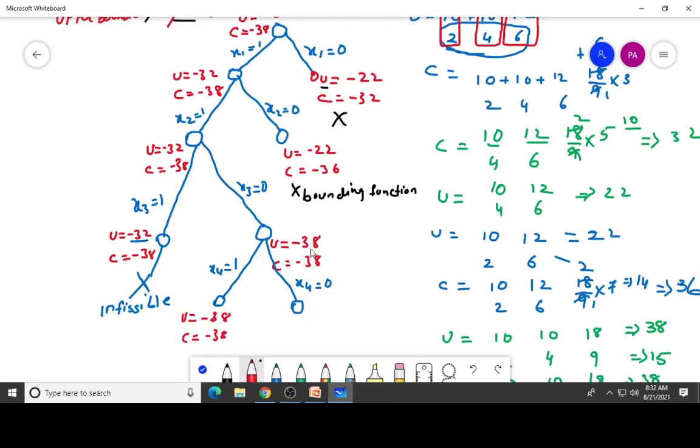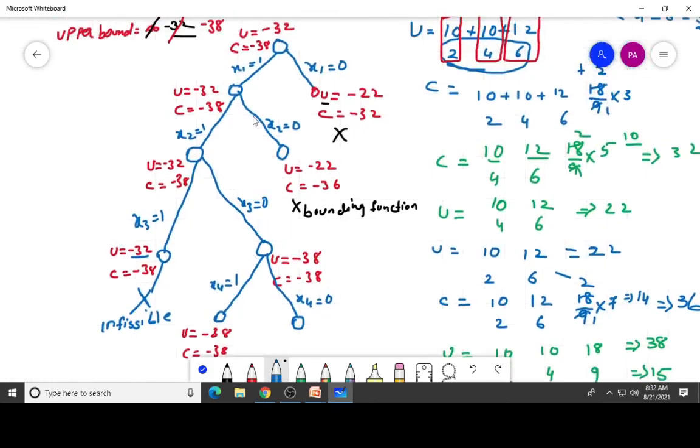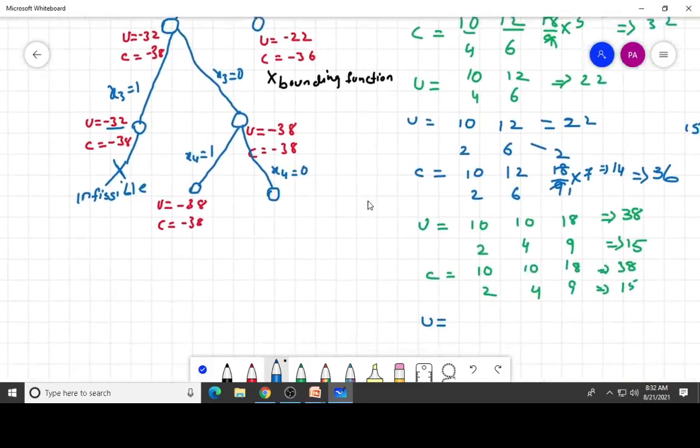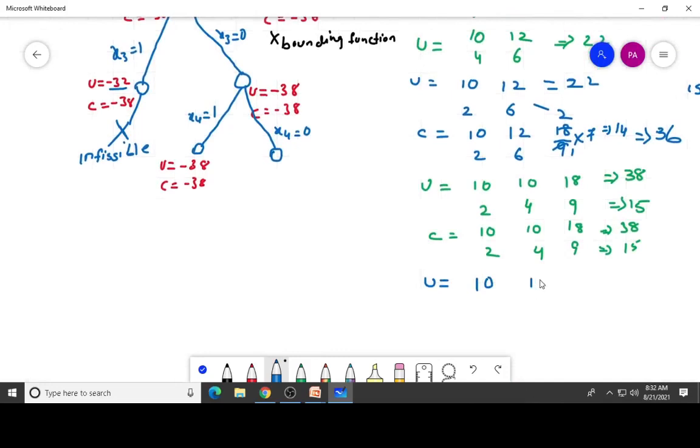But here, if we don't include the fourth item, what will happen? Here U is equal to, if we follow the rule, we are adding 1, we are adding 2, we are not adding 3, we are not adding 4. So what will be the answer? We are just adding the first item and the second item. We are not adding the rest of the items. So what is the answer you are going to get here? You are going to get 20.